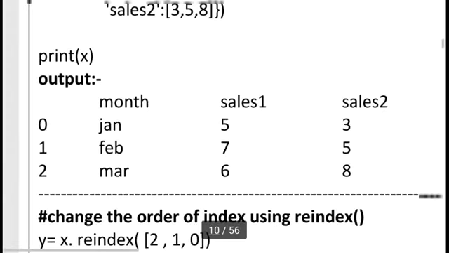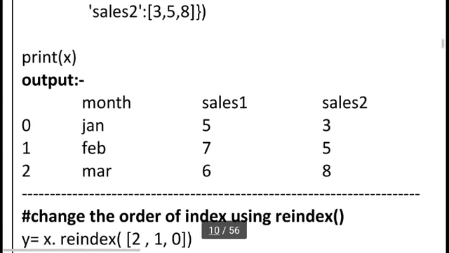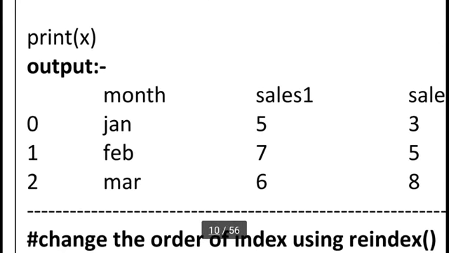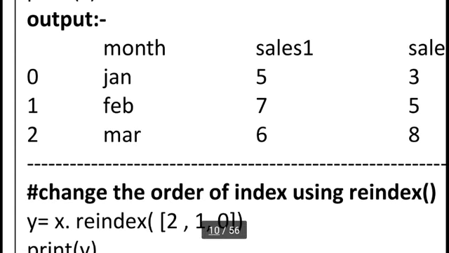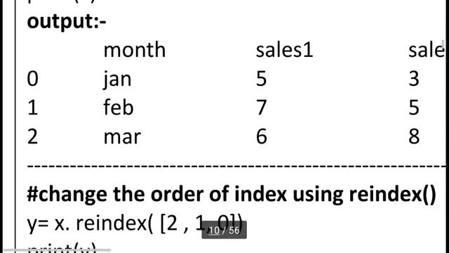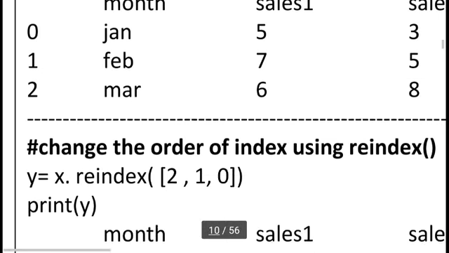This is the simple thing we already know. But here our main concern is, you can see 0, 1, 2. So this is our index. All the operations will be performed on this 0, 1, 2 index. So here I want to change the order of 0, 1, 2.